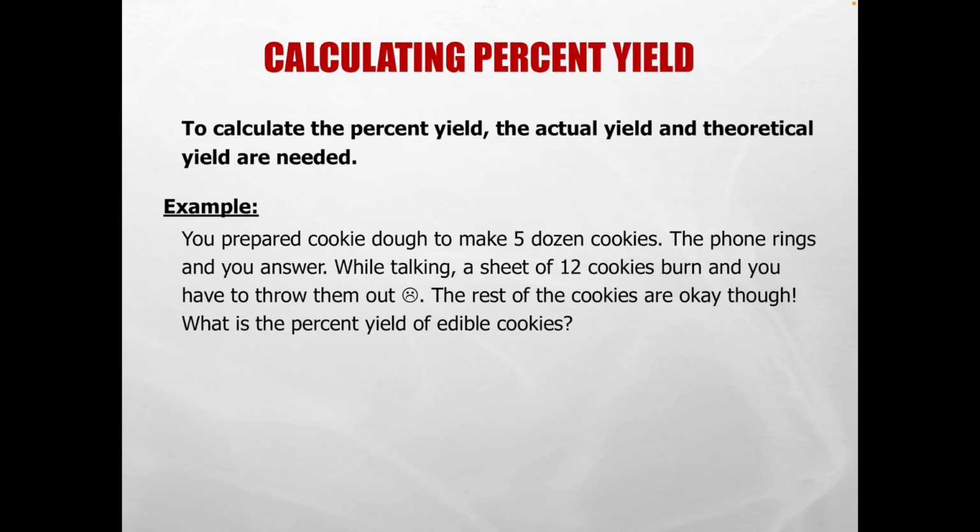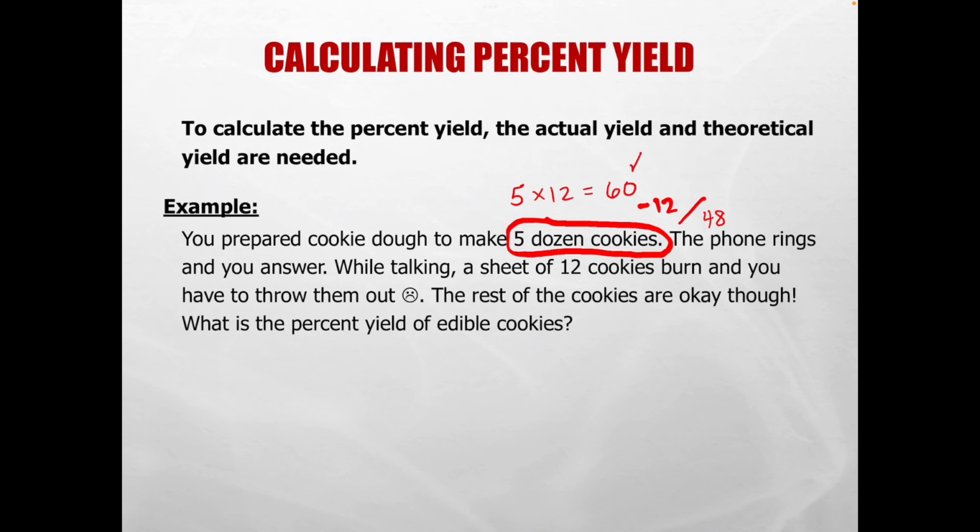All right. So thinking about this, we were trying to make 5 dozen cookies. That was the goal. So in theory, on paper, we were going to make 5 dozen cookies. Remember, a dozen is 12. So 5 times 12 gets us 60 cookies that we should have had. However, 12 of our cookies burned, which means we didn't make 60 cookies. We actually made 48 cookies.